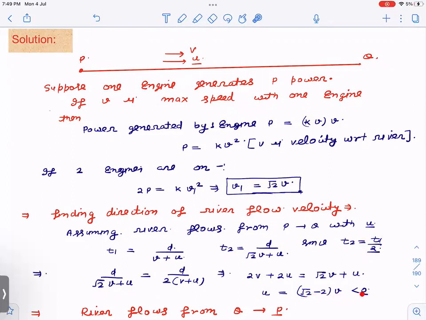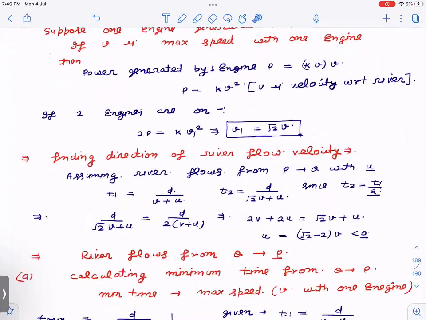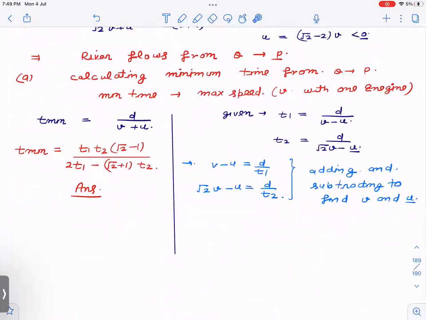So that tells you that river is not flowing from P to Q. It is flowing from Q to P, right? So these two are important conclusions for this question. After that, it's easy for us to solve this, just a little bit more calculation. Okay, so this one more conclusion we have made just now. We have concluded that river is not flowing from P to Q, it is flowing rather from Q to P.